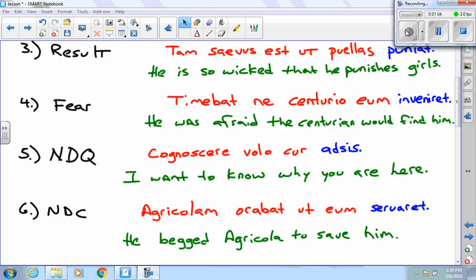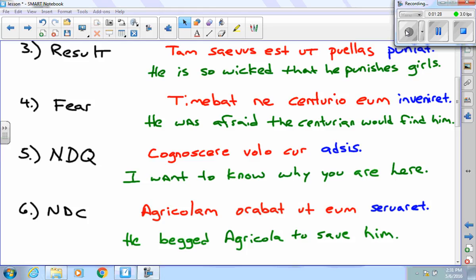Next, we have our two indirects. First, our indirect question. We need some kind of questioning word or something that introduces a question. I want to know, cognoscere volo. That's introducing what you want to know, which is cur adsis. I want to know why you are here. Some of you guys are going, well, what is adsis? Well, that is ad sum. Sis is the subjunctive form of sum, so I get adsis.